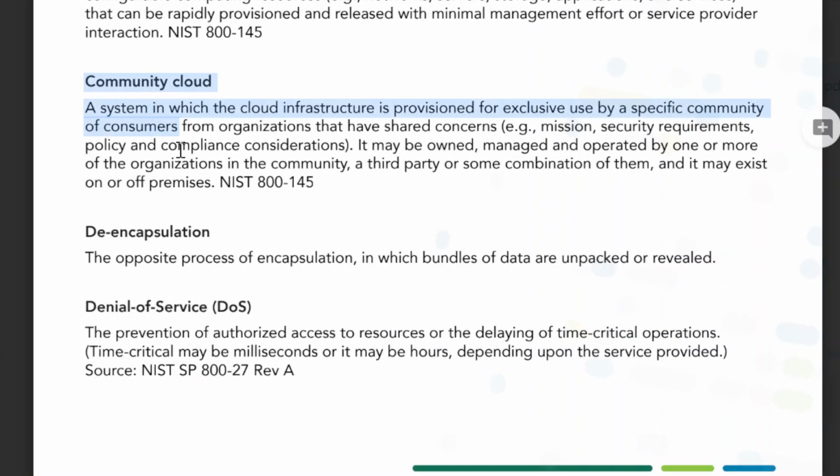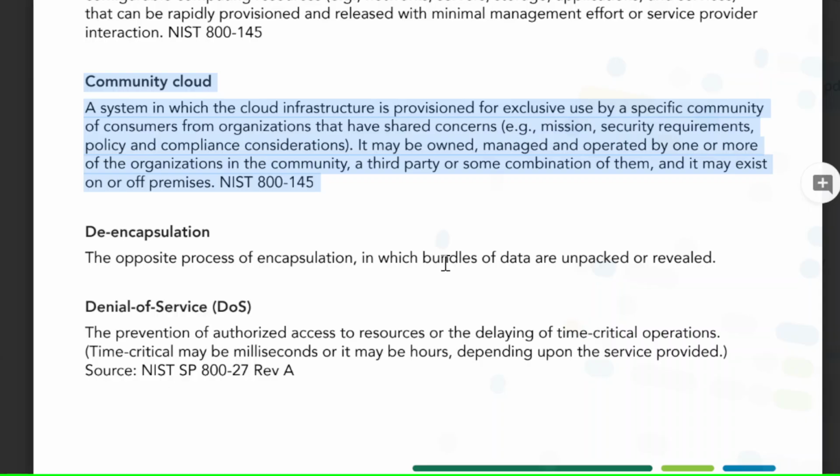Next we have community cloud, a system in which a cloud infrastructure is provisioned for exclusive use by a specific community of customers from organizations that have shared concerns, for example, mission, security requirements, policies, and compliance considerations. It may be owned, managed, and operated by one or more organizations in the community, a third party, or some combination of them, and it may exist on or off premises.